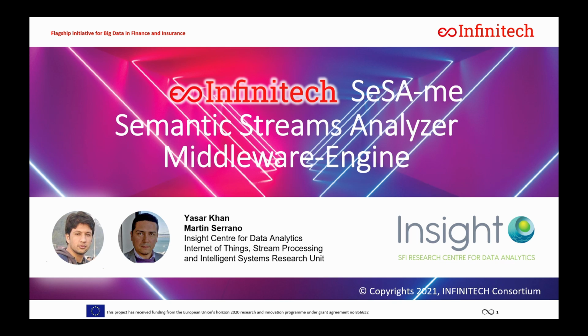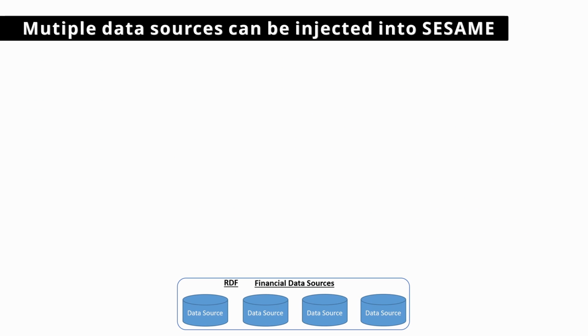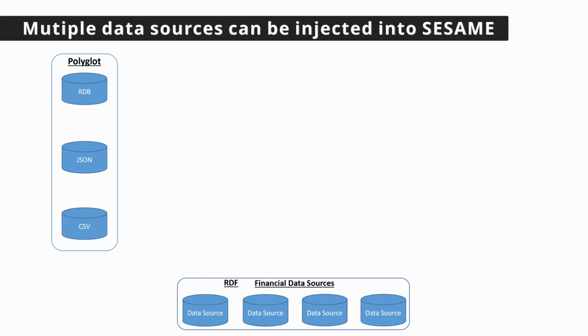This demo is about the semantic streams analyzer middleware engine called SeSAme. SeSAme is a data mashup builder from both static and streaming data sources compliant with INFINITECH graph data model. It also provides open APIs for further analytics services. SeSAme acts as a middleware between multiple data sources and multiple applications.